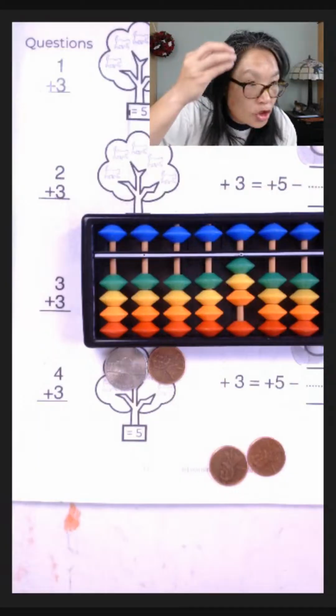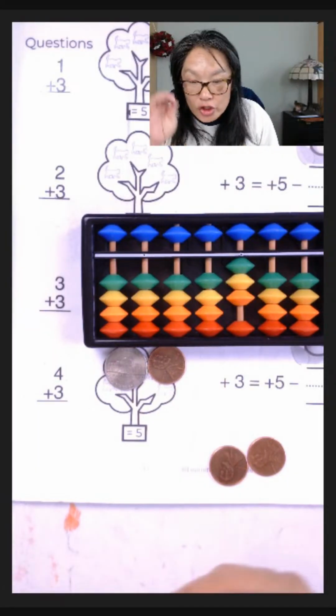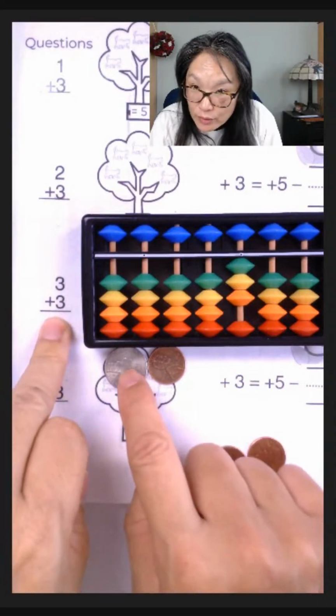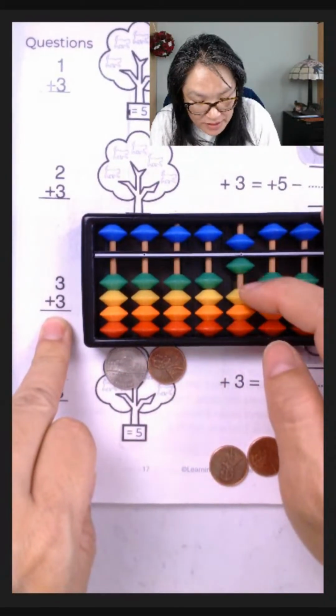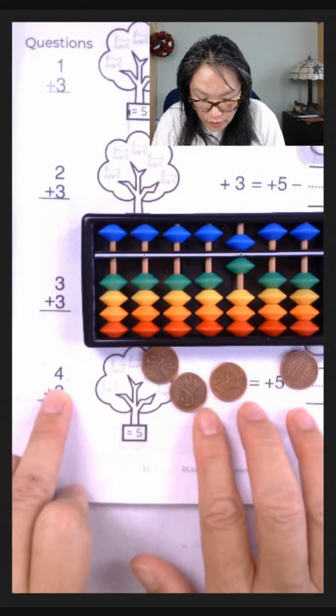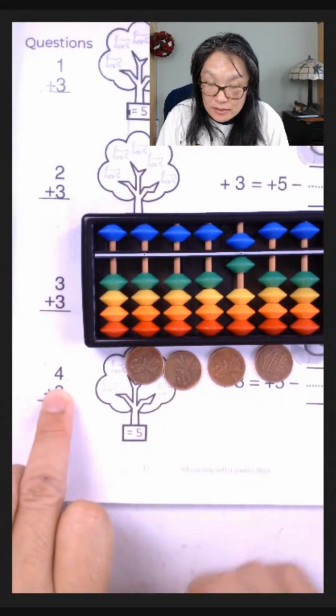So now we're starting to do critical thinking. We're starting to do some parts of critical thinking. If I can't add the 3, what do I do? I have to add the 5 minus the 2. We could do it again. Let's say I have 4 on my abacus.